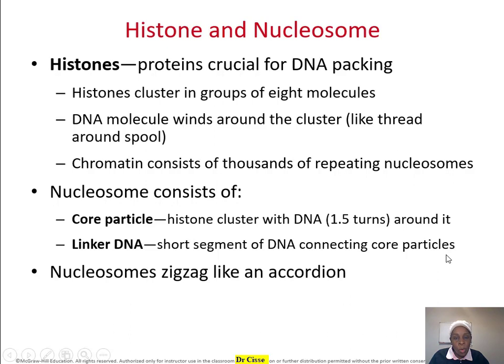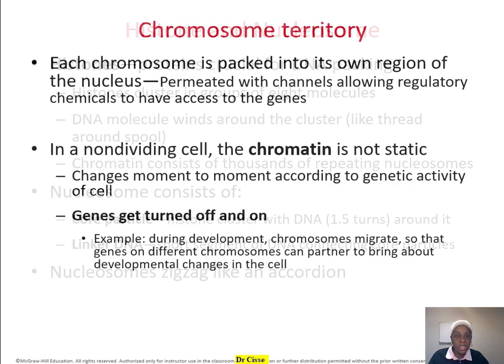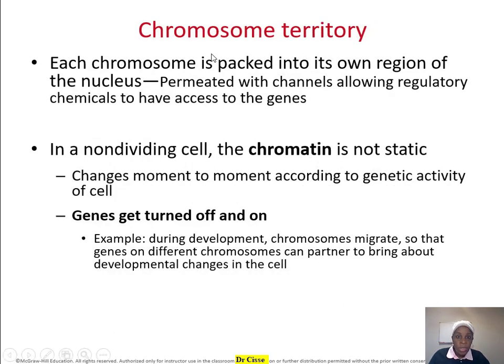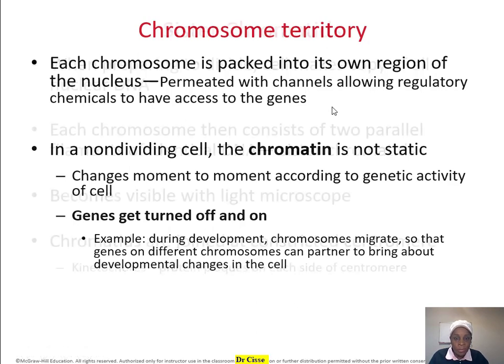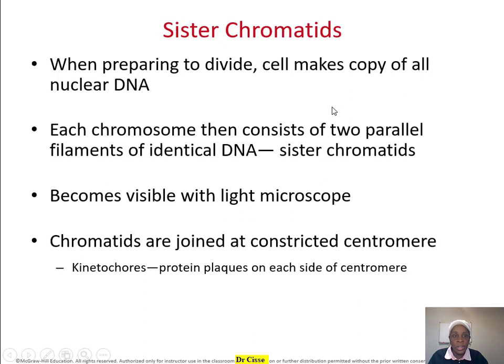Now, why is this important? Because the DNA is so long, it has to be packed so tightly so that it won't take too much space in the nucleus. Inside the nucleus, the chromosomes have their own territory. That means each chromosome has a specific place they stay in so that they can be very well organized inside the nucleus. And genes can be turned on and turned off.